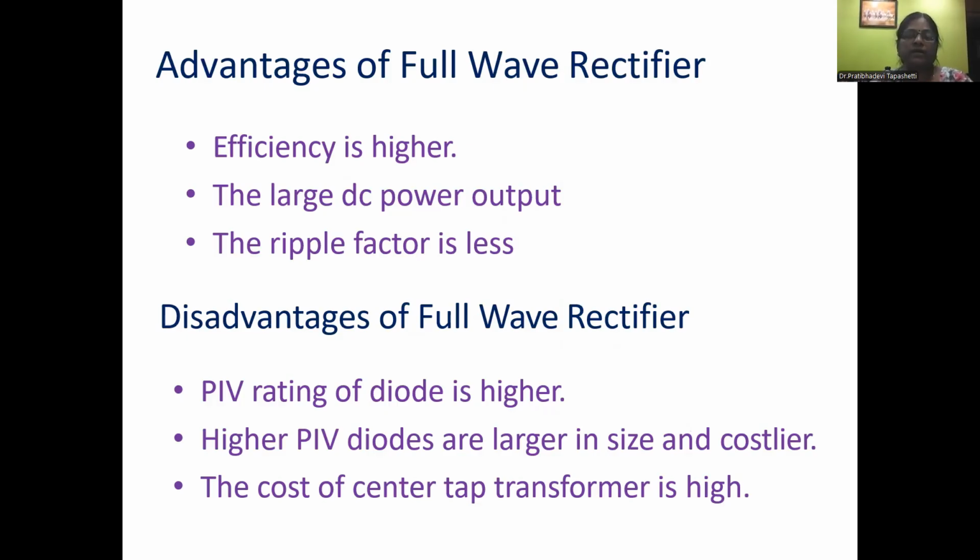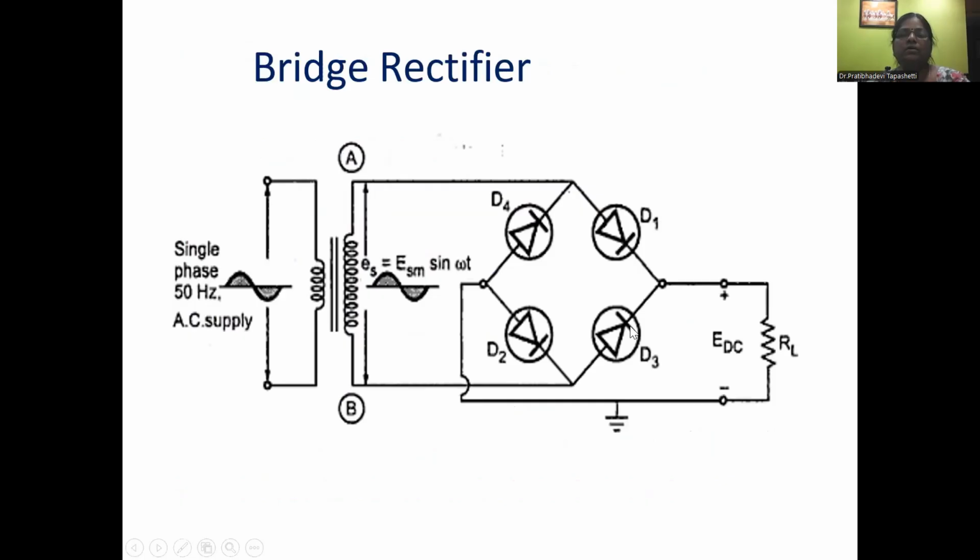Disadvantages of the center tap full wave rectifier: the PIV rating of the diode is higher. Higher PIV diodes are larger in size and costlier. The cost of the center tap transformer is also high. Because of these drawbacks of this full wave rectifier, we are going for the bridge rectifier, the bridge full wave rectifier. Here 4 diodes are used, so a center tap transformer is not used.